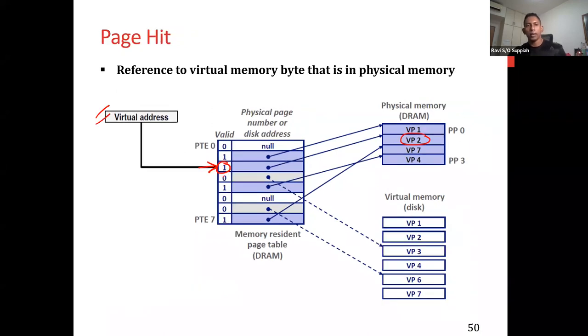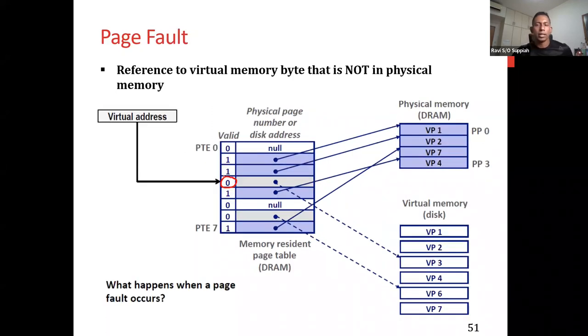So just now, if it is there, we call it a page hit. If it is not there, we say it is a page fault. In a page fault, you're trying to access or reference a virtual memory, but it is not in the physical memory. So if it's not in the physical memory, then what happens? That means it is still in my hard disk. It's not transferred yet to my memory, so it is pointing to some location within the virtual memory.